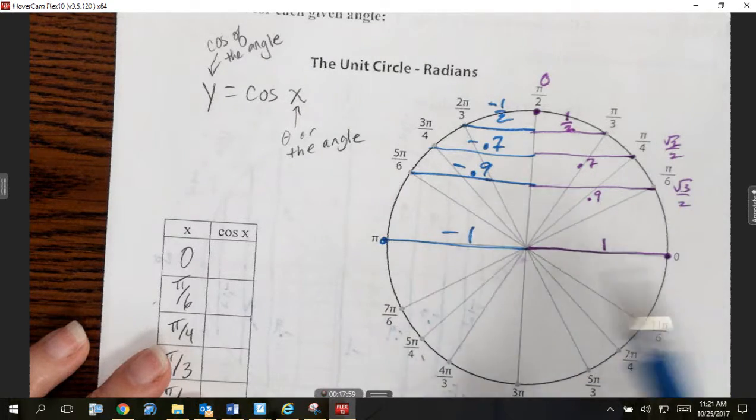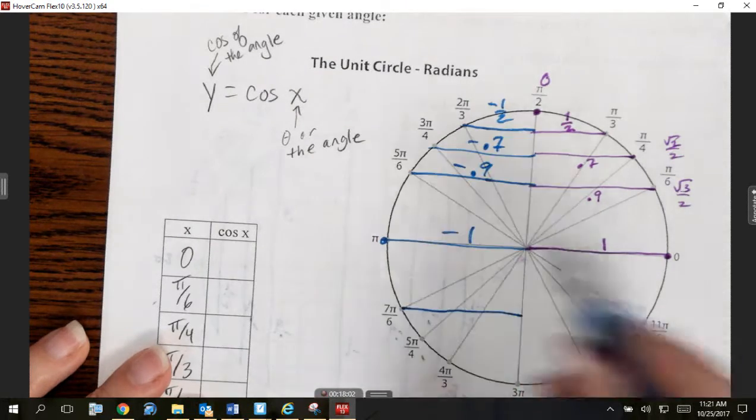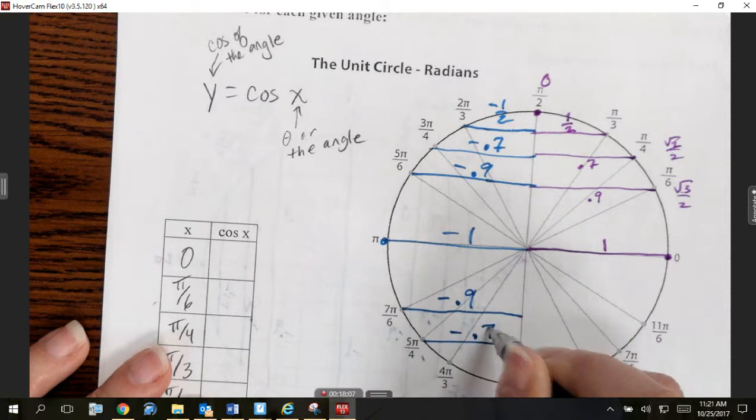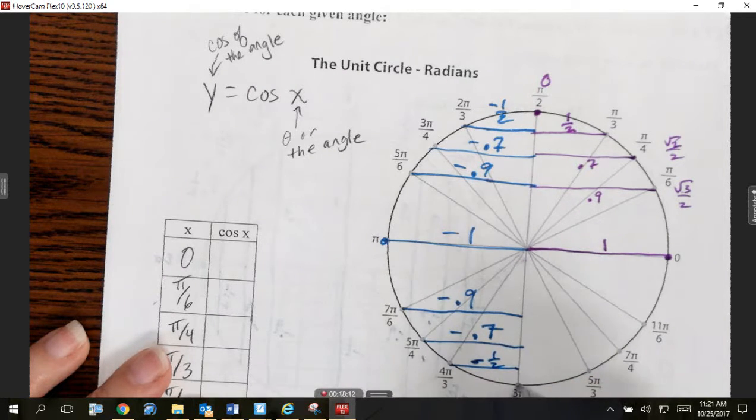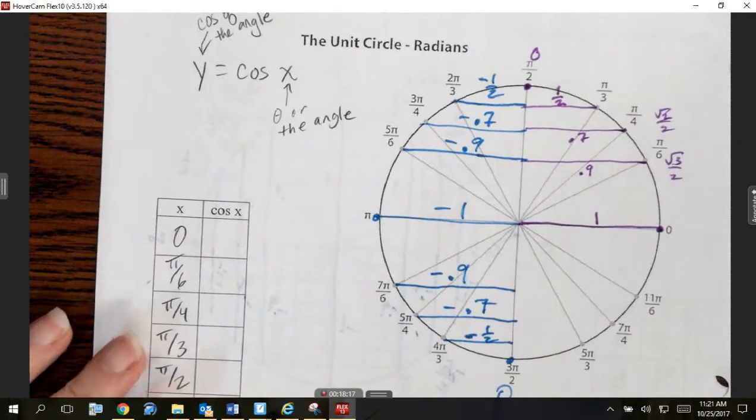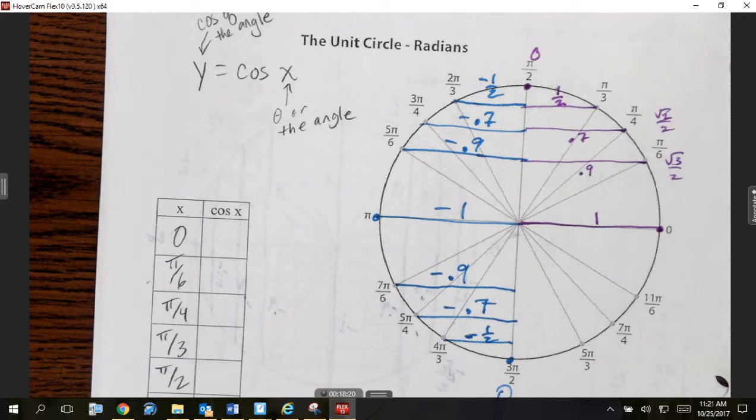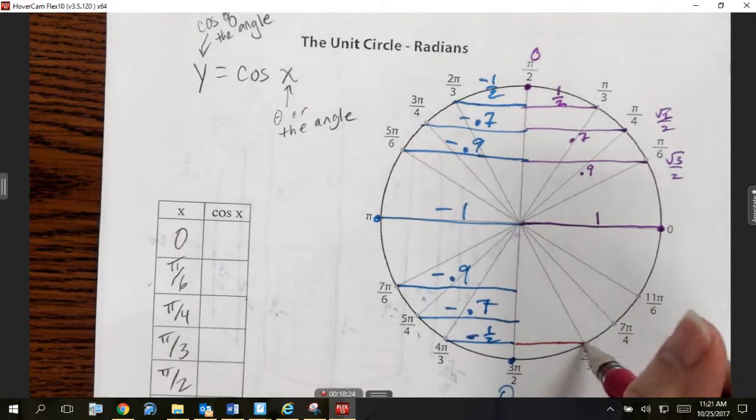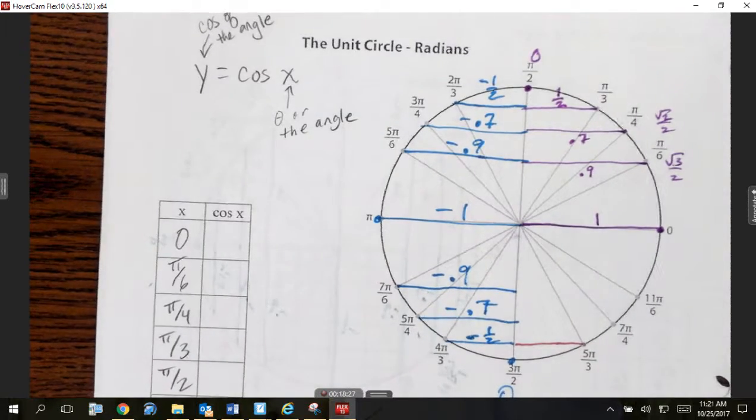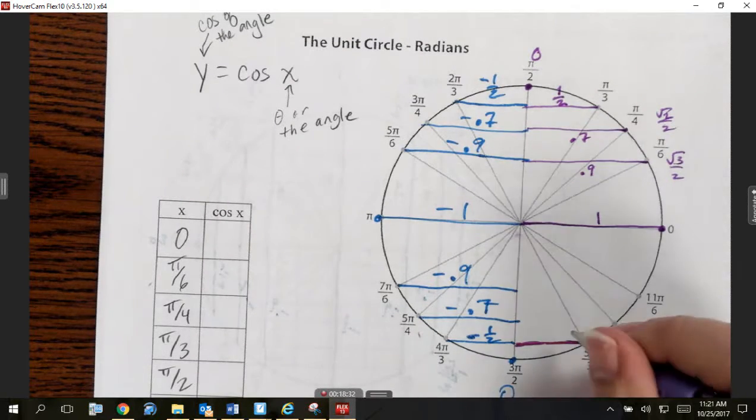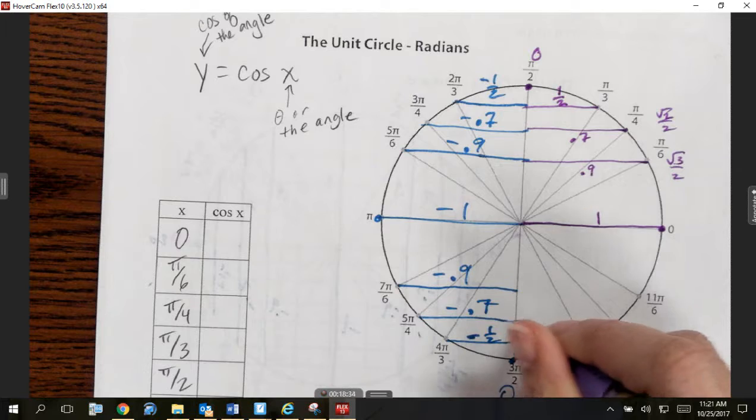Then past pi at 7 pi over 6, you see it gets shorter again. So negative 0.9, negative 0.7, negative a half, and then 0. And then past 3 pi over 2 at 5 pi over 3, what happens? Oh man, I did the wrong color. What happens to cosine now? Must be purple. It becomes positive again, and now it's getting bigger.